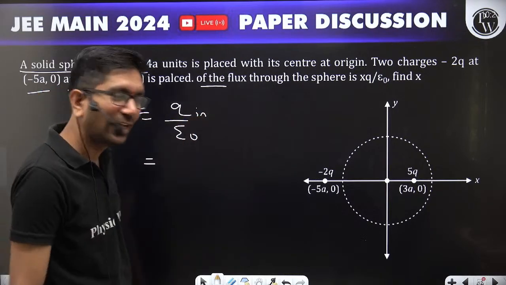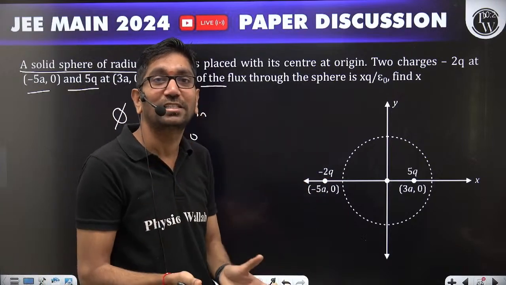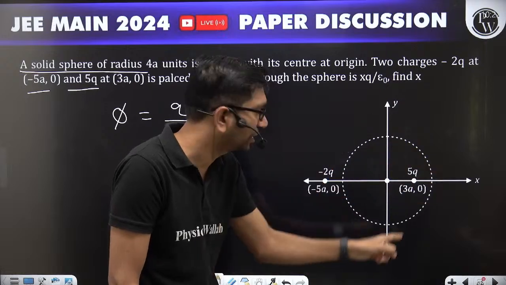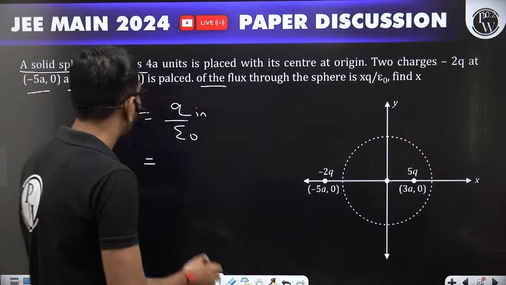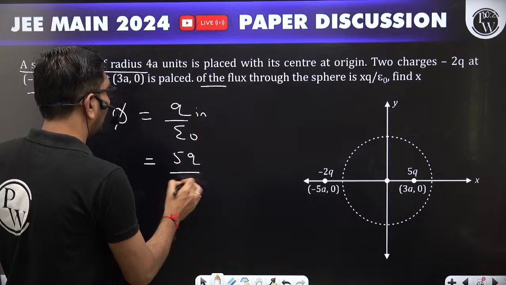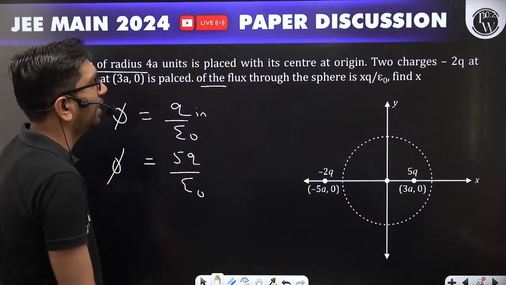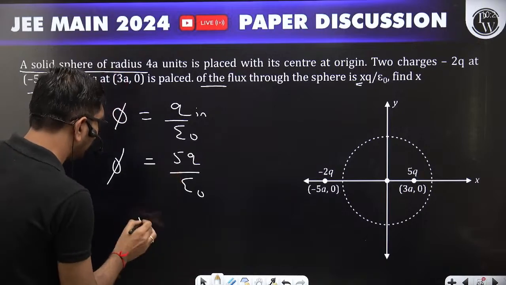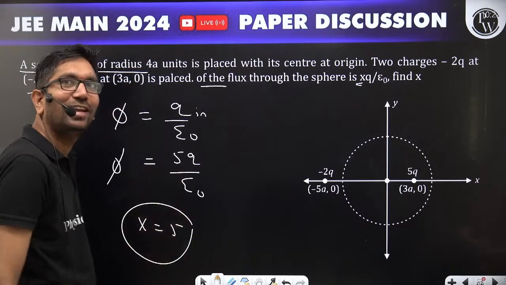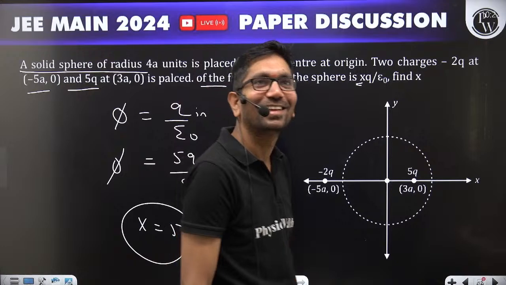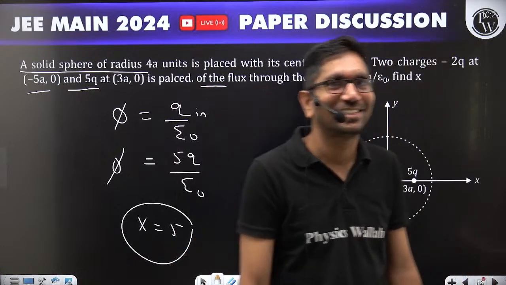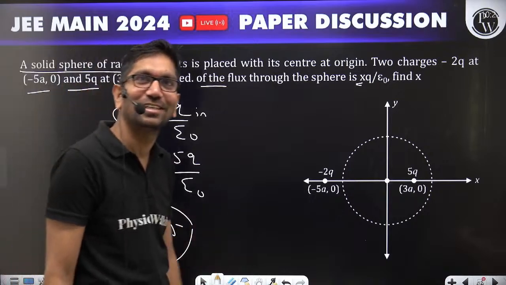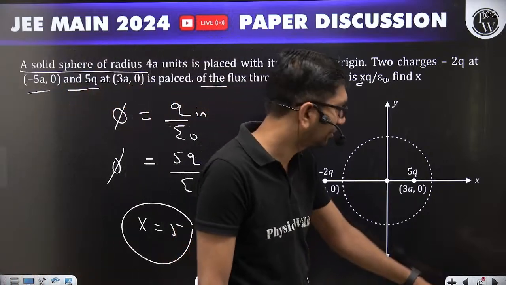So the total charge present inside the Gaussian surface, what is it? It is 5q. Khatam. So the flux is 5q by epsilon naught. Here you have to find the x value. The x value is 5. Finished. Easy question. Let us move toward the next question now.